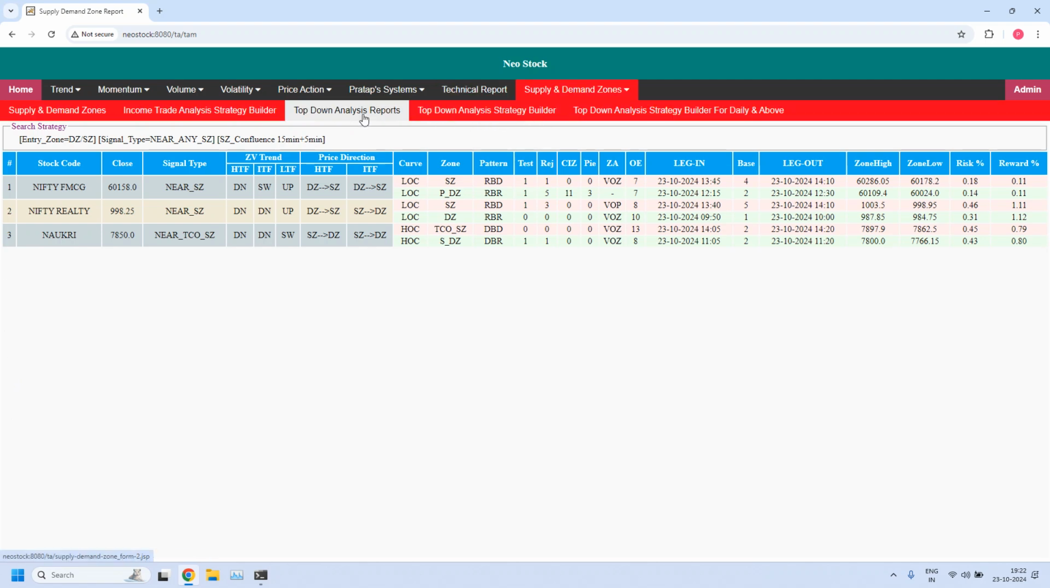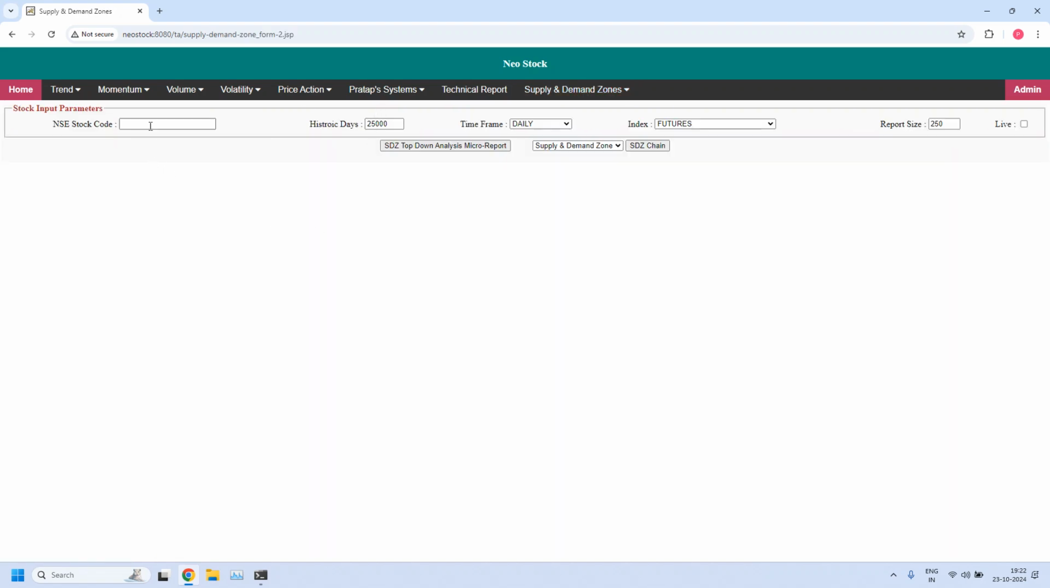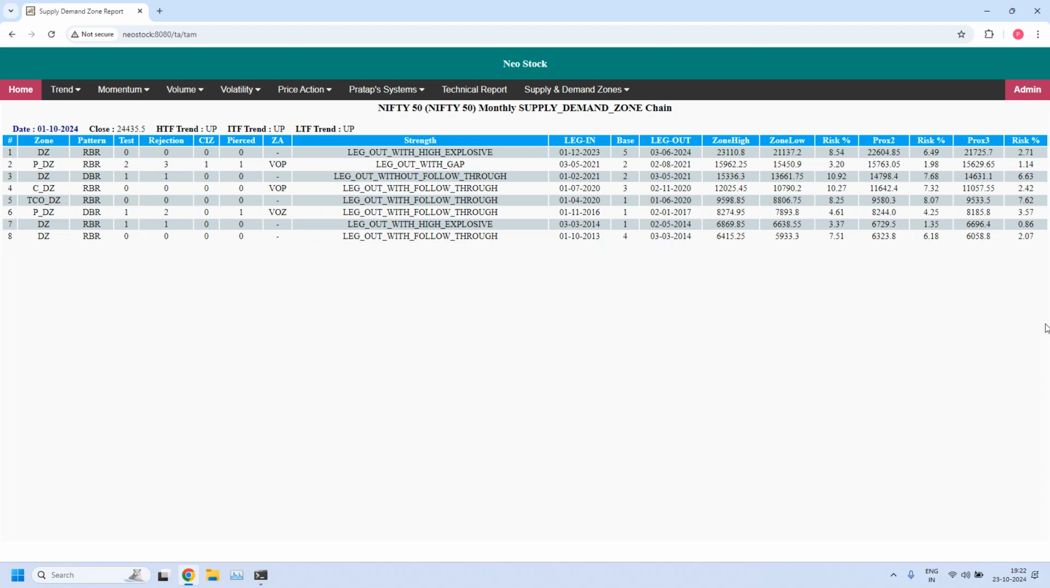Next, let us identify NIFTY and BANKNIFTY supply demand zone chain. Let's start with NIFTY. So Nifty 50, and let's start with monthly time frame. I am generating monthly supply demand zone chain for NIFTY. So this is a NIFTY monthly supply demand zone chain.